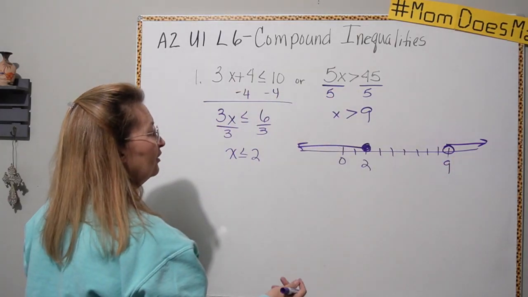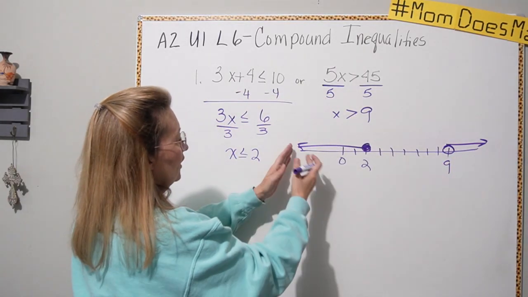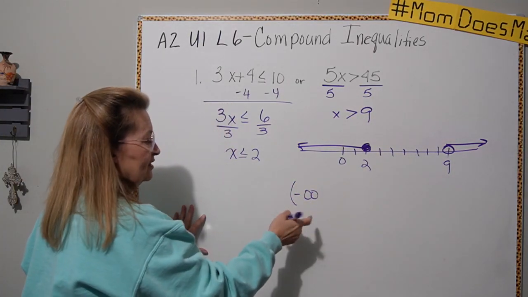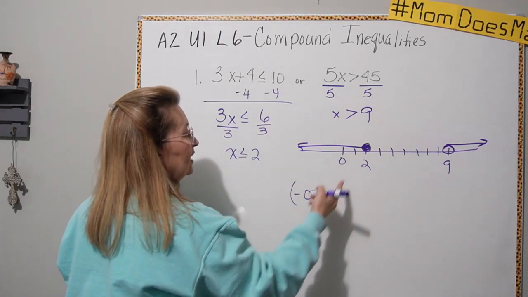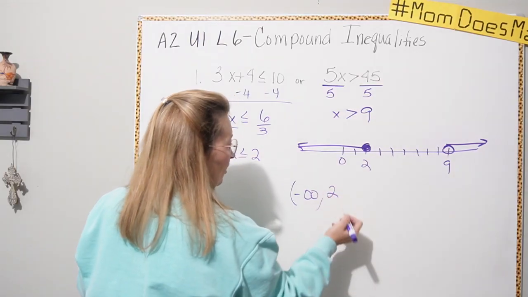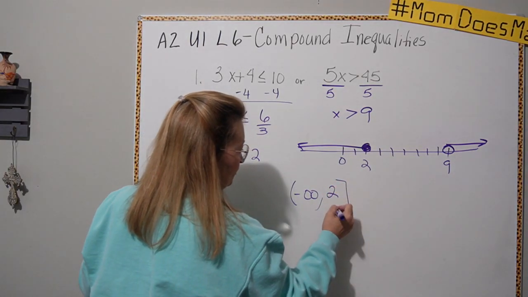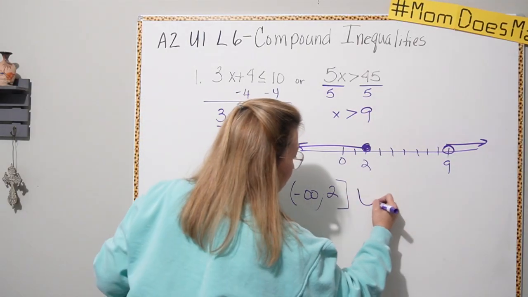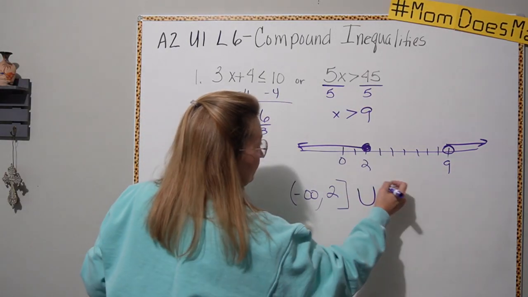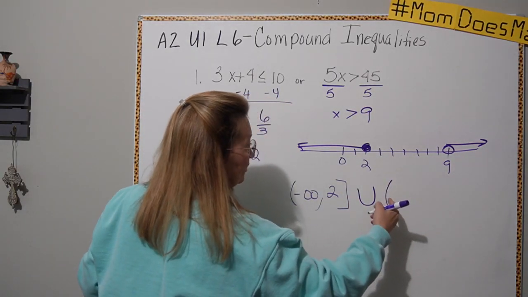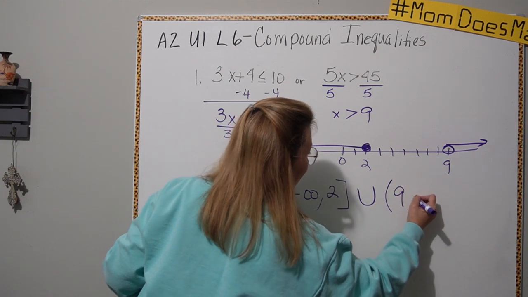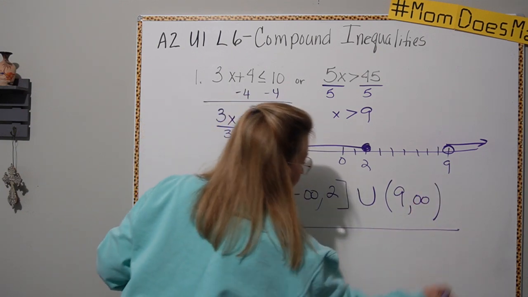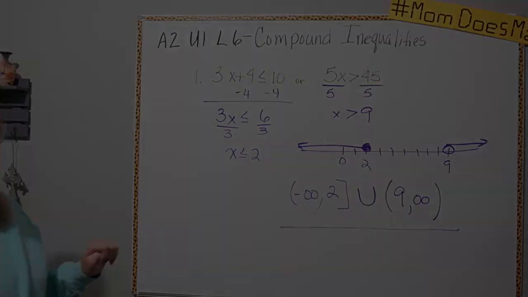Now for interval notation, look at your two intervals. This one starts here at -infinity, so we're going to have parenthesis, -infinity sign. It goes to +2, and there's going to be a bracket because that's a solid dot. Then we're going to put the union symbol. All right, this one starts with an open circle at 9 and continues on to +infinity, so that's your interval.